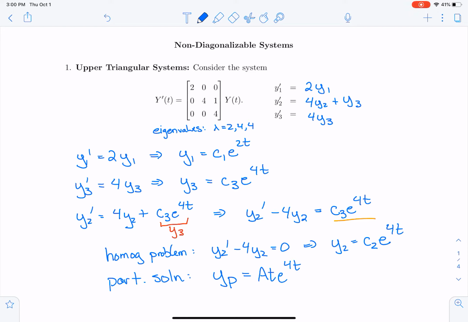Then we want to plug that back into our differential equation, so we are going to need to know what the derivative of that is. The derivative of a t e to the 4t is, in fact, a times (1 plus 4t) times e to the 4t. I will leave it to you to find that derivative and simplify it in that way.